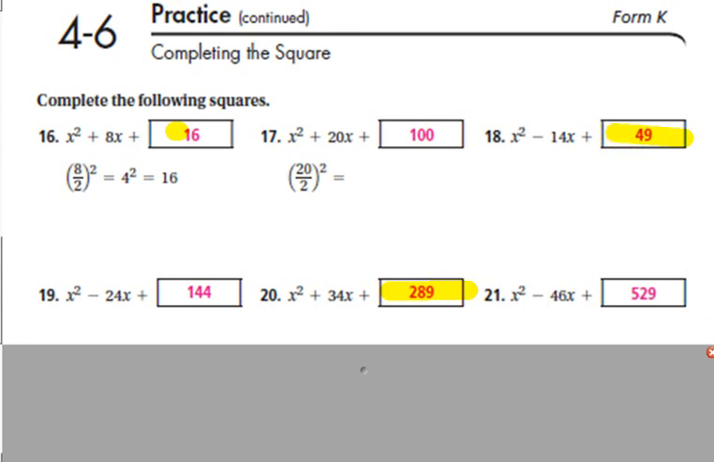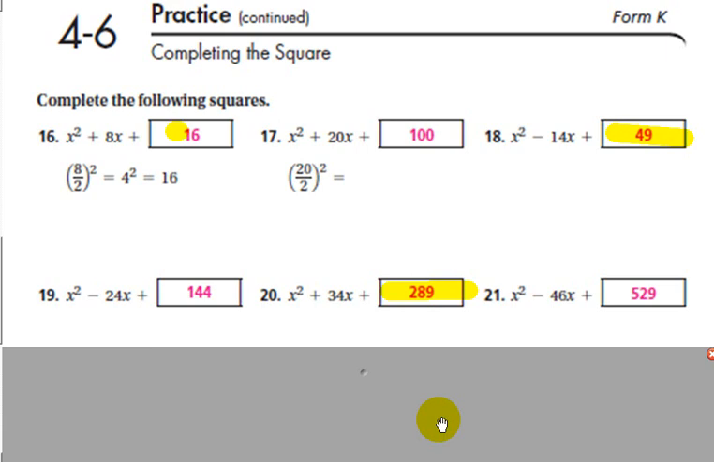The next one, we've got 24 divided by 2 is 12, and 12 squared is 144. 34 divided by 2 is 17. 17 squared is 289. And 46 divided by 2 is 23. 23 squared is 529.